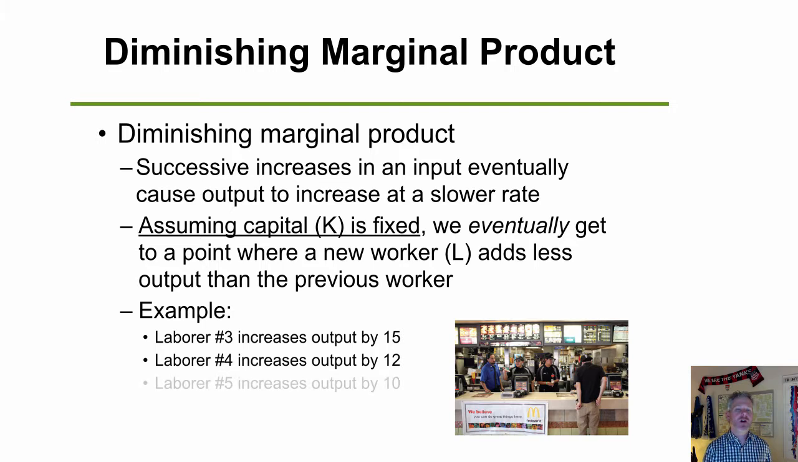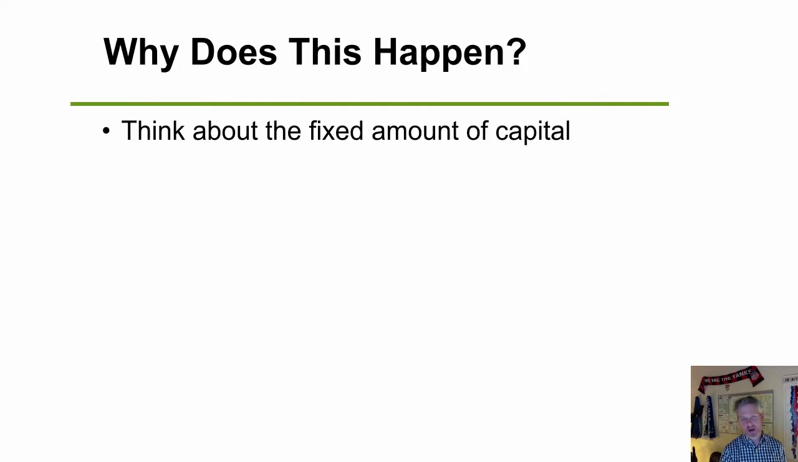So in our example, laborer 3 increased output by 15. Laborer 4 increased output by 12. The fifth person increased it by only 10 more. We're still getting more output, so we still may want to hire those people, but the added benefit of them is shrinking. So why does this happen?